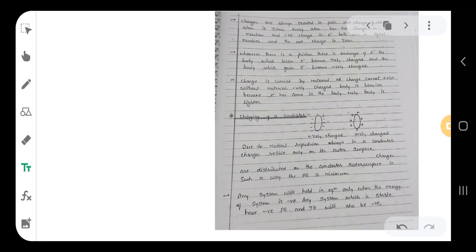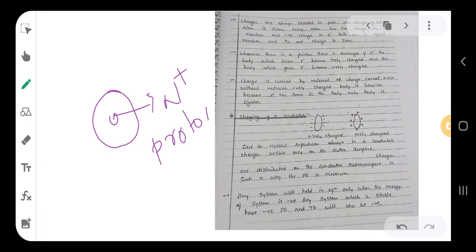Therefore, let us take the atom here, and there is a centrally located nucleus, and this nucleus is positively charged because of the protons present in the nucleus. Surrounding the nucleus there are electrons which revolve around the nucleus. They are negatively charged, and the number of electrons is equal to the number of protons, right?